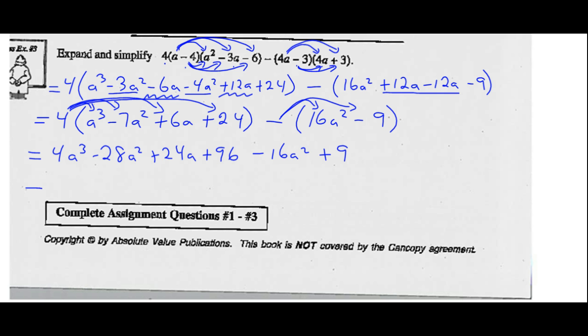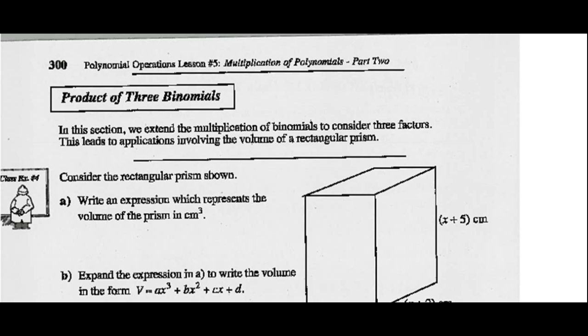And finally, I want to collect like terms. So I only have one set of a cubes, so I've got 4a cubed. I got negative 28a squared minus 16a squared. That's a negative 44a squared. 24 a's, only one set of those. And combine our constant terms, 96 plus 9 is 105. All right. Great, let's move on to the next example.